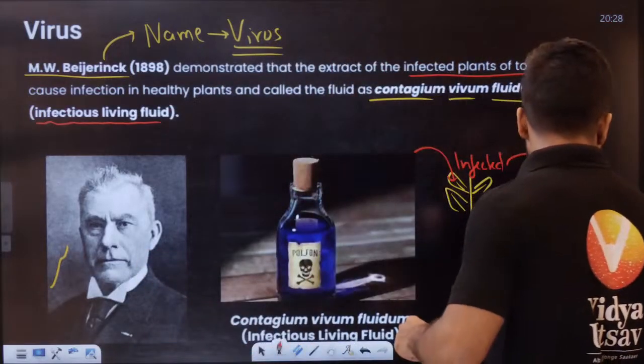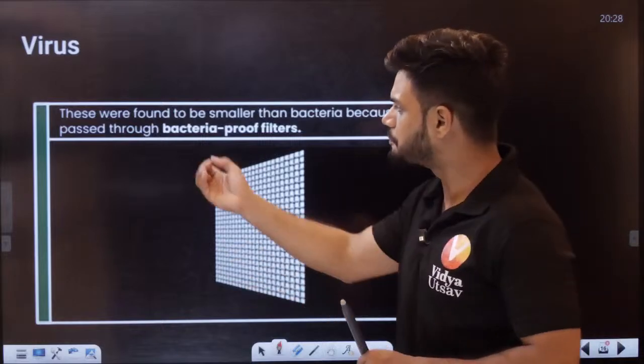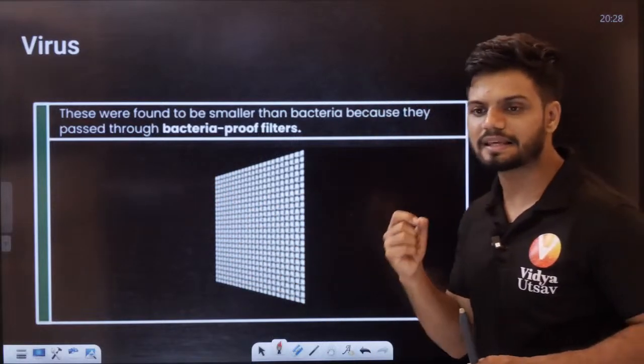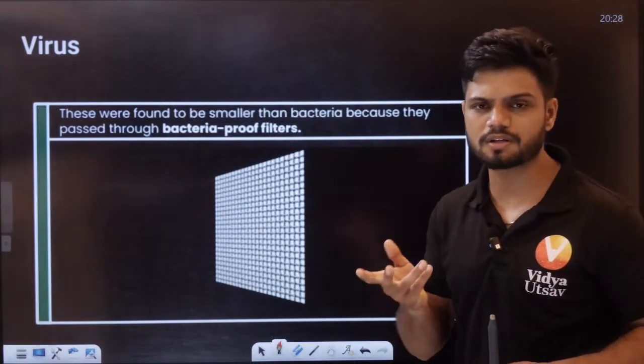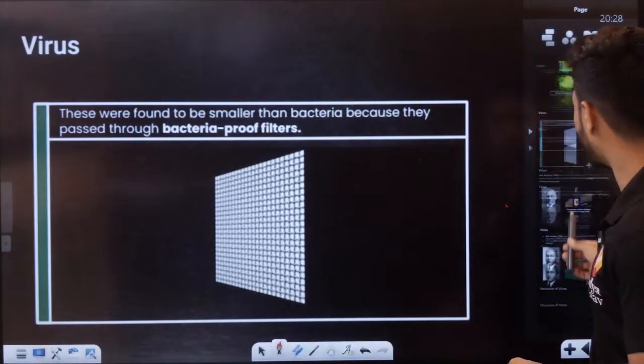Rudolf Virchow. Okay, students. Now, if you ask me, can the viruses pass through a bacteria-proof filter? Yes, they can pass through, because viruses are very tiny, very tiny they are.